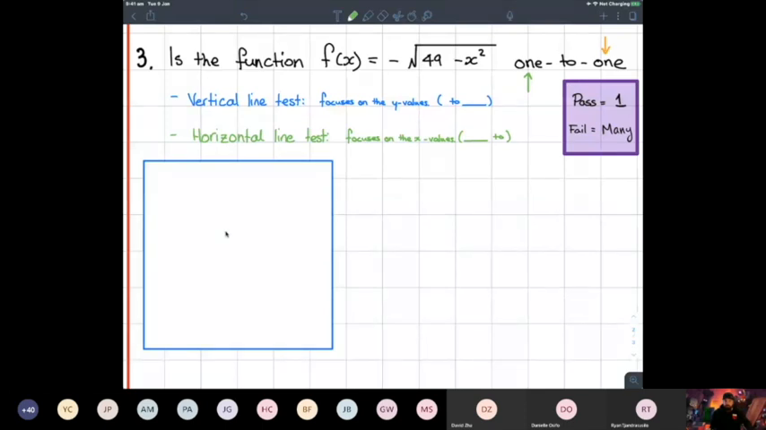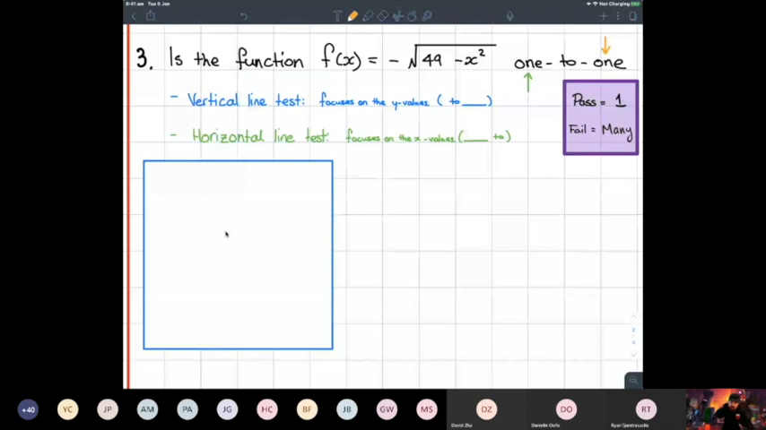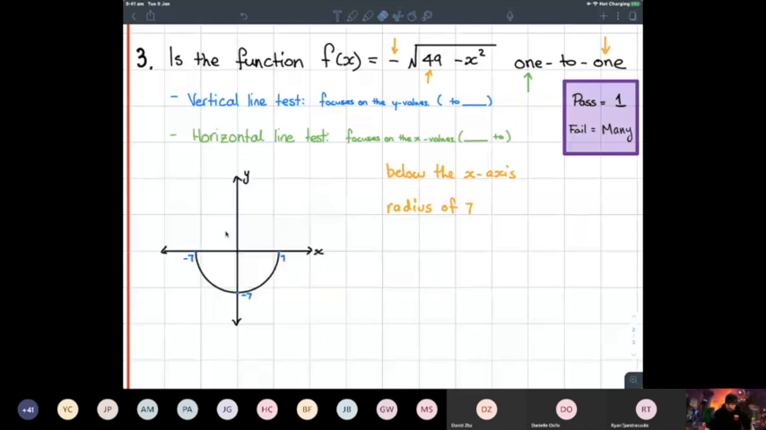So just quickly, hopefully you guys have recognized that this is a semicircle because it's a square root. It's below the x-axis because we've got this negative sign here, and it's got a radius of 7 because the square root of 49 is 7. Hopefully you guys saw that. And just over here on the left, you can see I've got a quick sketch of that.